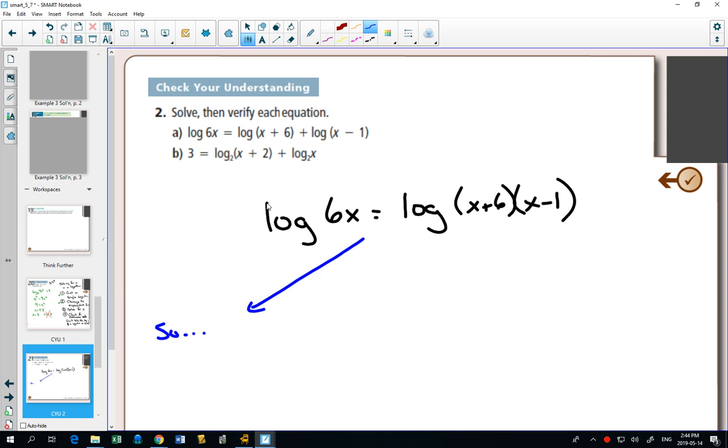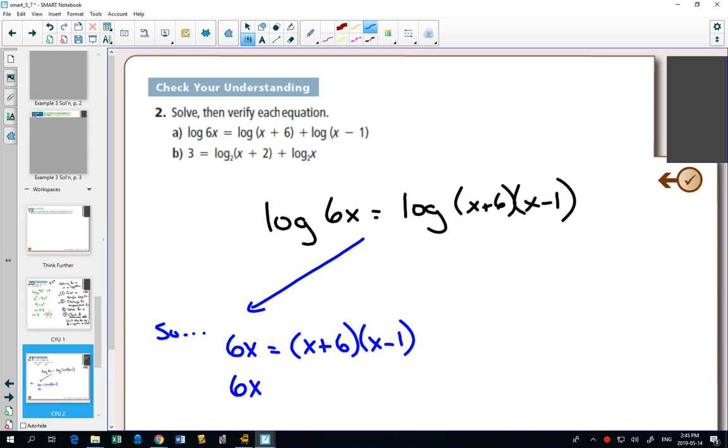So, does it make sense if a log equals a log and they're the same, that the insides would have to be the same? Does that make sense? Just using logic? Log of blah equals log of blah. The blah equals a blah. And so now this is algebra. How do we solve this?